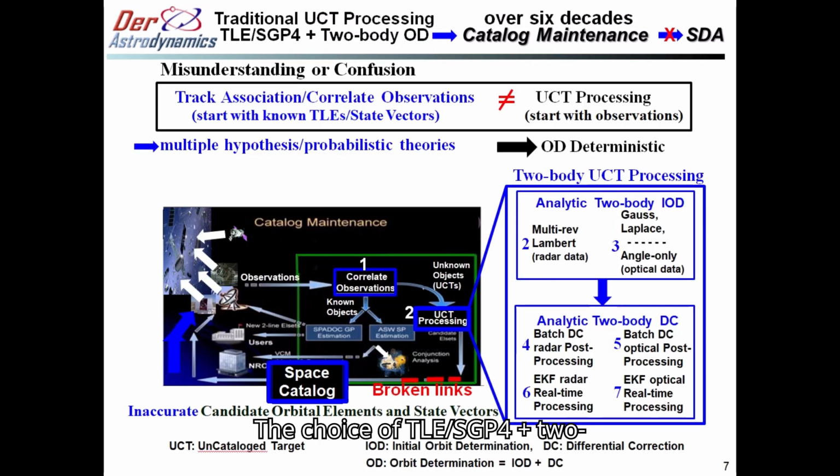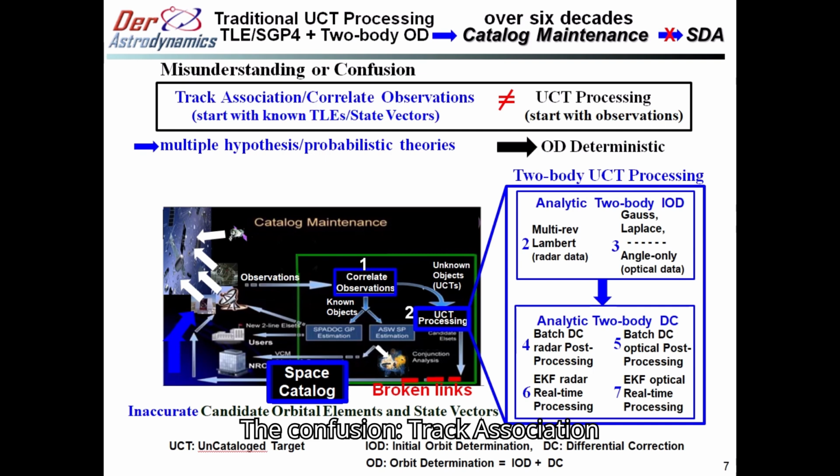The choice of TLE HB4 plus two-body orbit determination in UCT processing also generated a misunderstanding or confusion between track association and UCT processing. Track association starts with known TLEs or state vectors, while UCT processing starts with given observations. Track association outputs computed observations to be compared to the observed or given observations, while UCT processing aims to output IOD and DC state vectors.